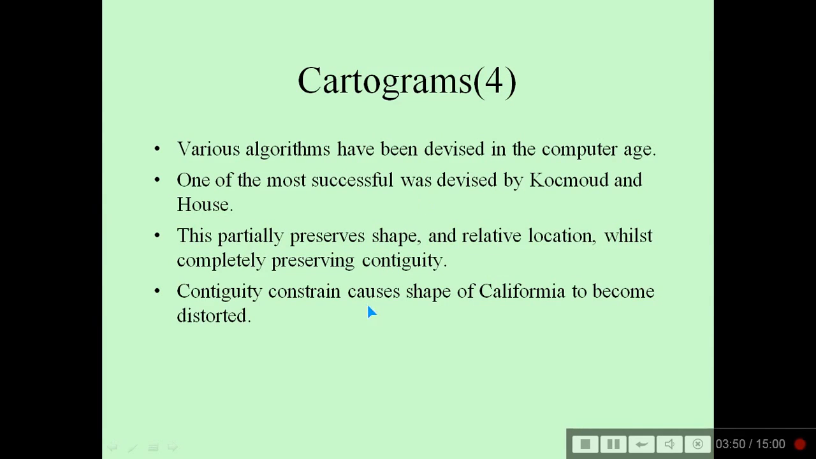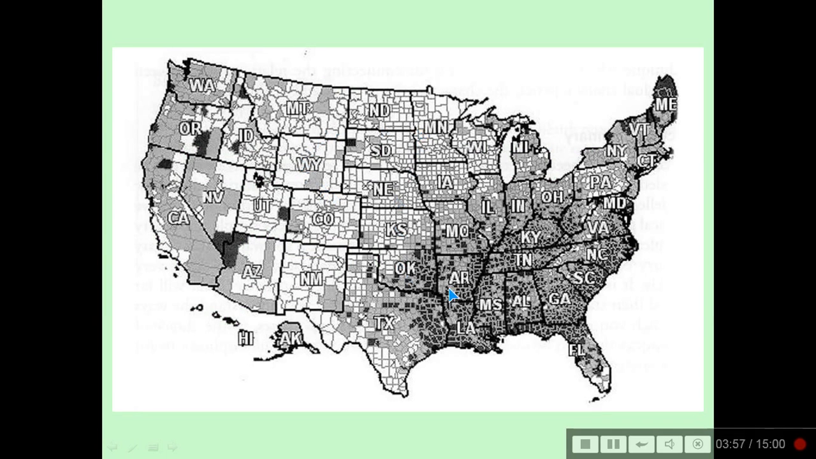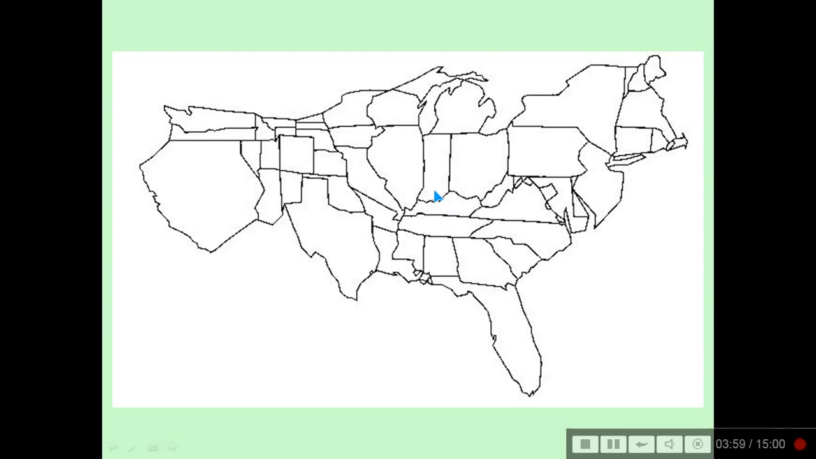And the contiguity constraint caused the shape of California to become distorted. This is one of the examples. See, and see the distortion of the shape.